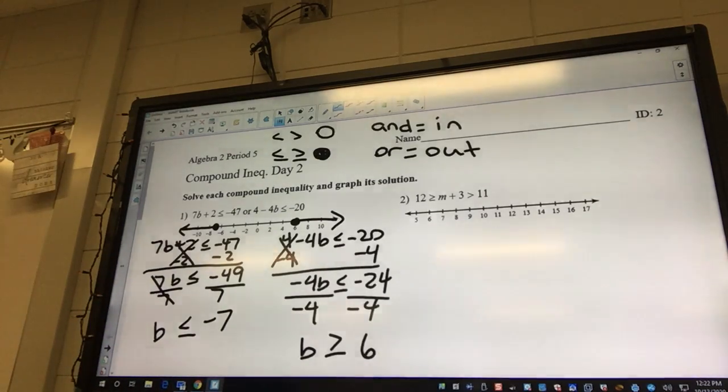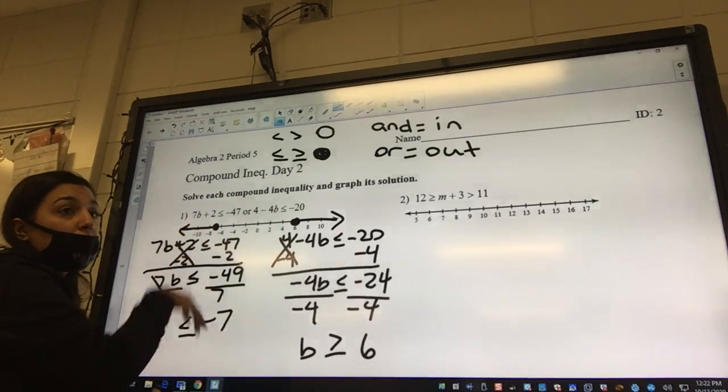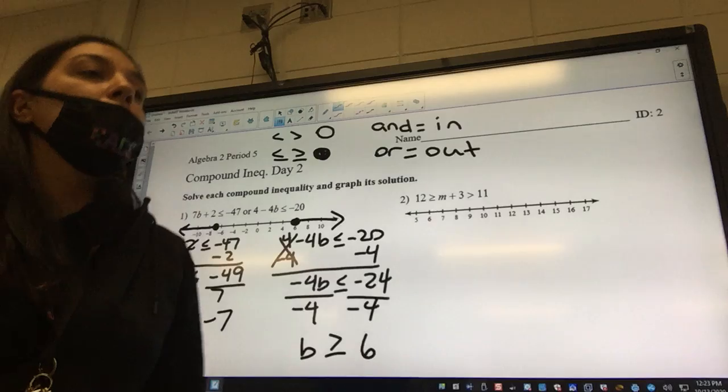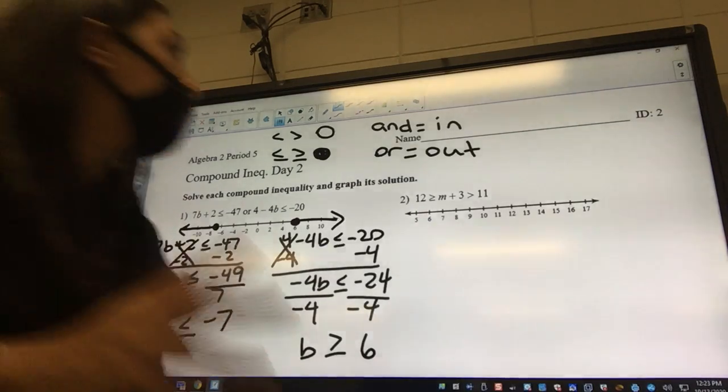Don't get hung up on the fact that there's 2, because the other day we had 1. It's just 2 problems in 1. Solve it separately, graph it separately. They just get graphed on the same line. It's the only difference. And then flip the sign.